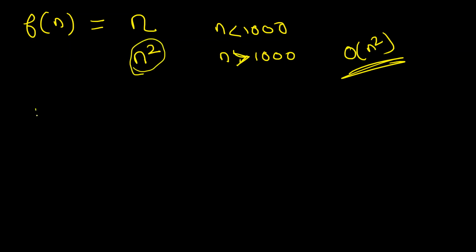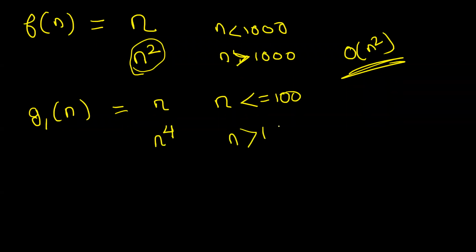Okay, let me give you another. Let's say you have a function g1 of n, which is equal to n when n is less than equal to 100. Okay, this is the runtime. And it is n to the power 4 when n is greater than 100. And you have another function g2.